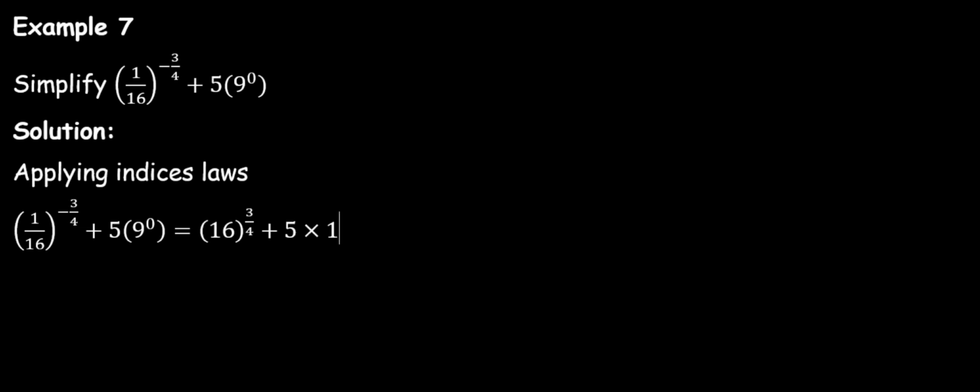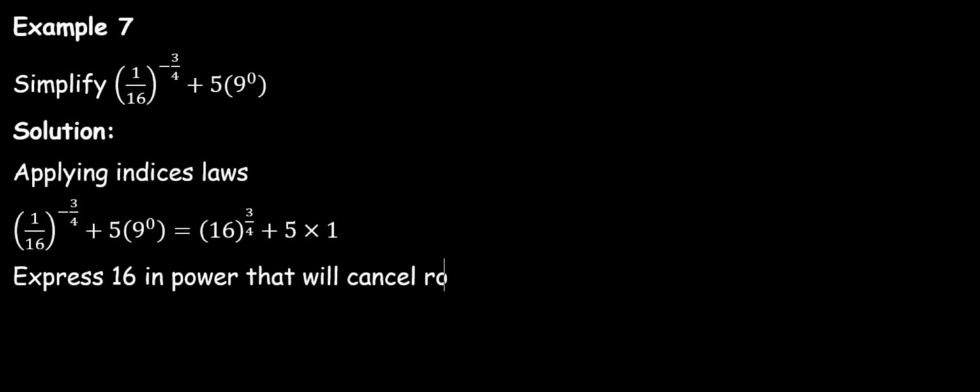Recall that in the law, anytime we have anything raised to power minus, if it's a fraction, it becomes a whole number. And we have also said in one of the laws that anything raised to power 0 is 1. So hence, your expression gave us that result. Next, when you look at the 16 and the root of 4, it will simply give you a signal that 16 can be expressed to power 4. So we express 16 in power that will cancel out root 4.